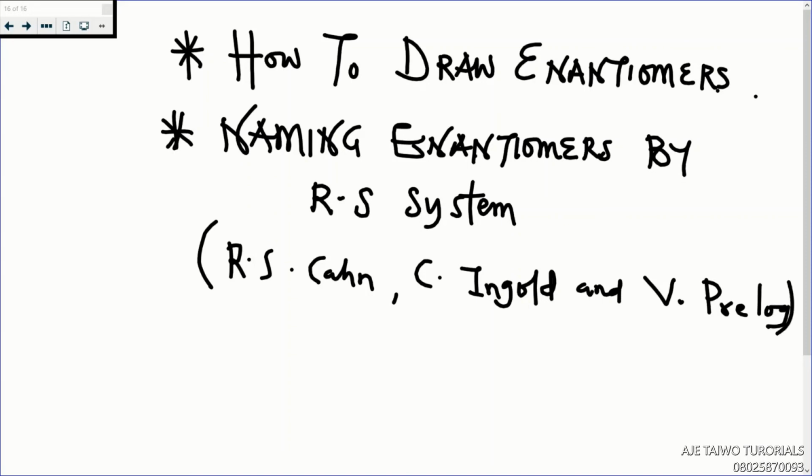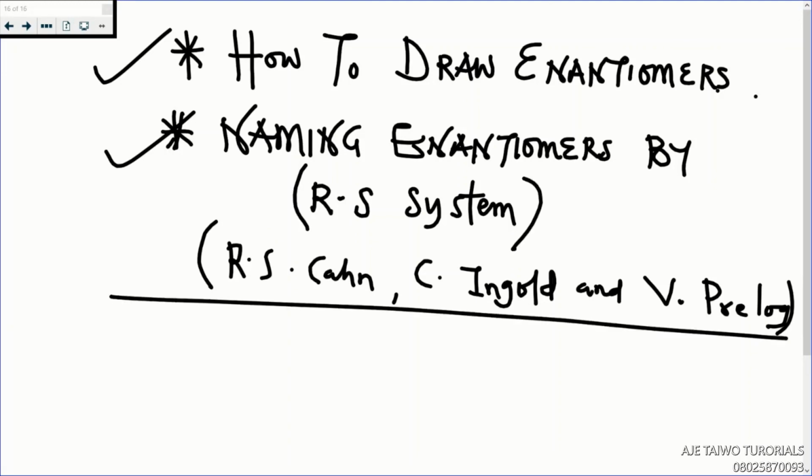They will not ask you for the names. I'm only just telling you. So we have two things to do now: how to draw enantiomers and how to name enantiomers using the RS system. That's the RS system, Cahn, Ingold, and Prelog method of naming enantiomers.